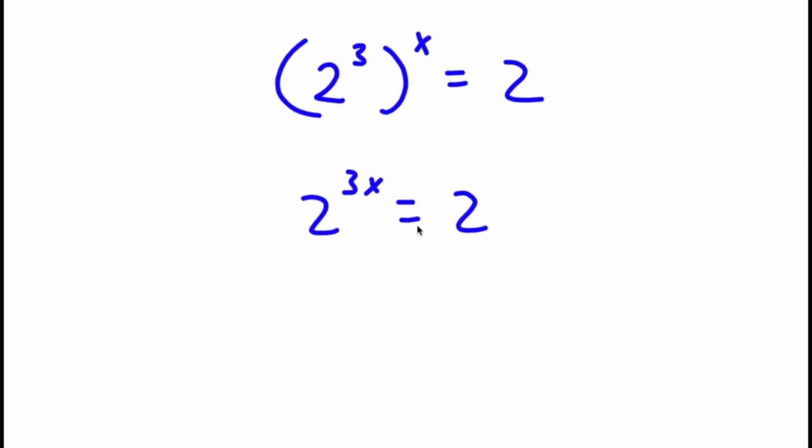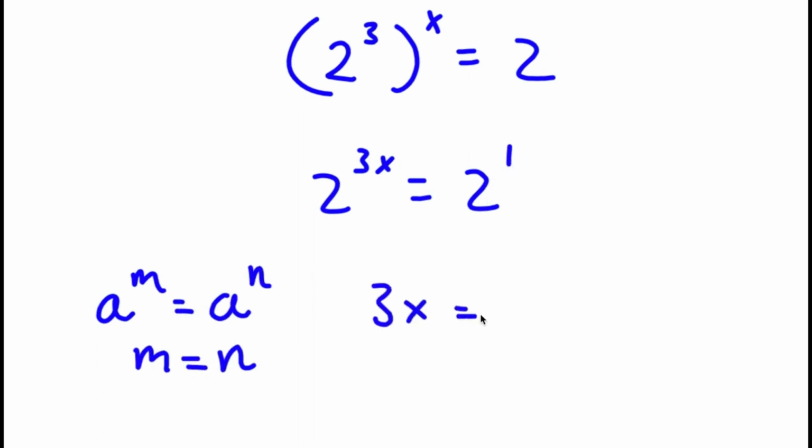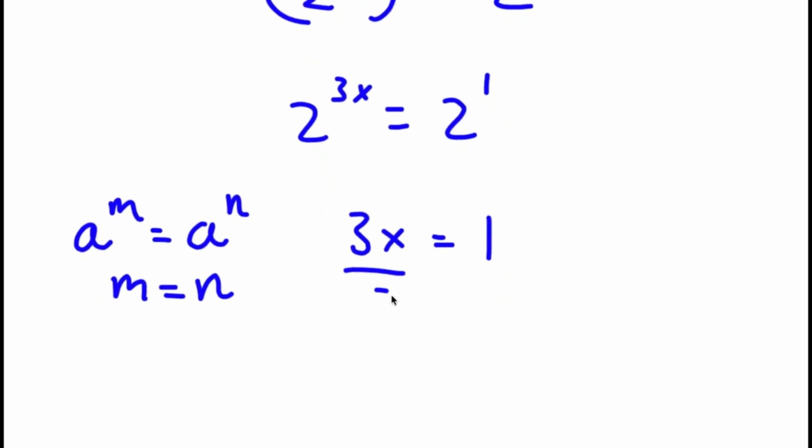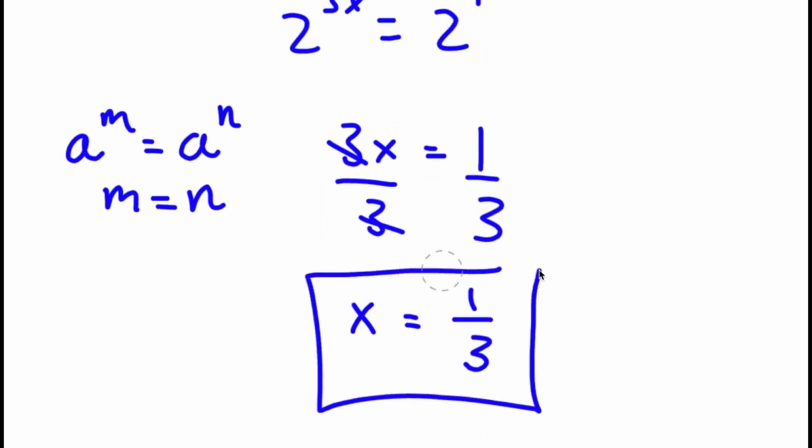And now if I have something in the form a to the power of m is equal to a to the power of n, this means that m is equal to n. So in this case, 2 is the same thing as 2 to the power of 1, so 3x is equal to 1. Now to solve this, all I have to do is divide both sides by 3, these two cancel out, and now I'll be left with x is equal to 1 over 3. So this is my answer.